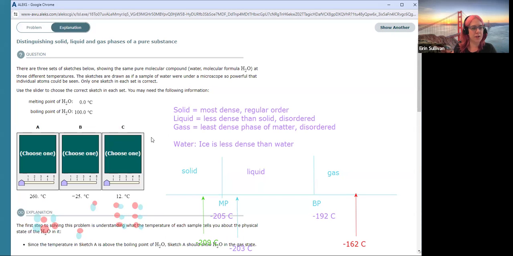So we'll look at the explanation. So for this case, 260, we'd expect this one to be a gas, so the particles should be far apart. Because remember, the melting point of water is 0 and the boiling point is 100. For this -25, we'd expect to be seeing a solid, and for 12, we'd expect to see a liquid.